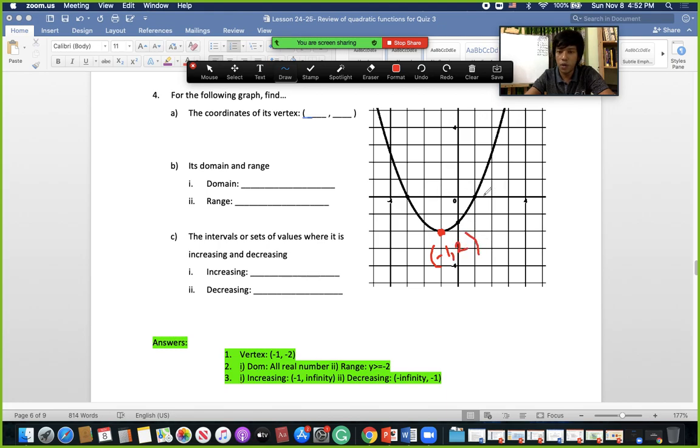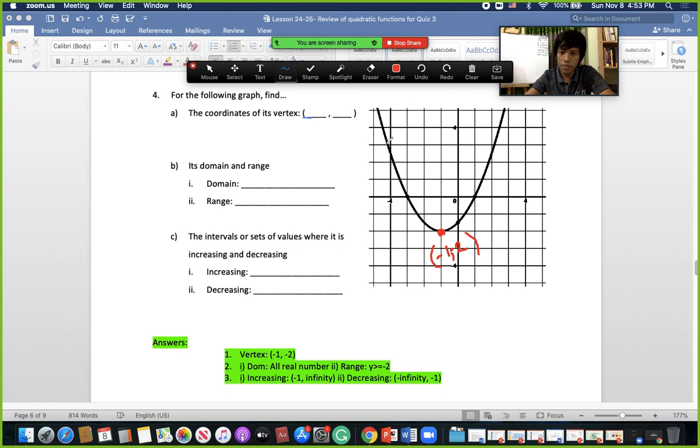And each box is 1. How do we know? You can see that this is 0, 1, 2, 3, 4. So 4 is written here. 1, 2, 3, 4. So 4 is written here. So that's why each box is 1. You have to count it. You have to look at what number is given. This is important. So already we know the vertex is minus 1, minus 2. Minus 1 because it is downside. So minus 1, minus 2.